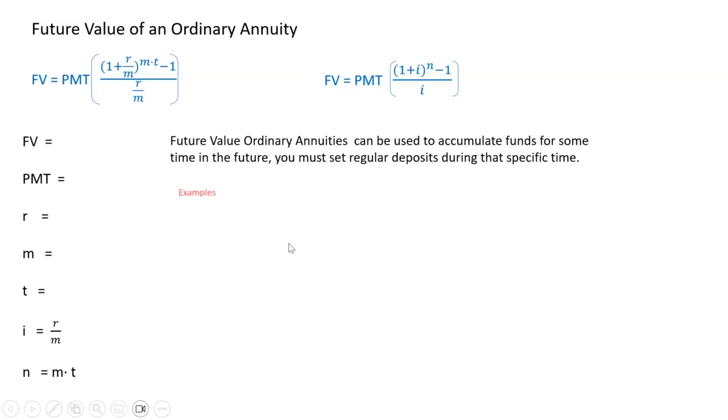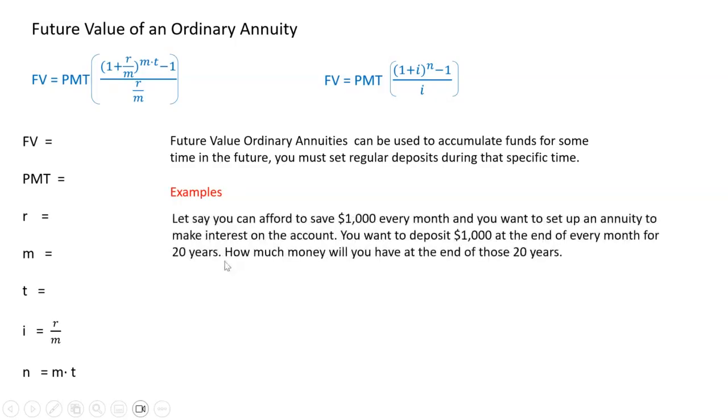Okay, let me show you here 2 examples of what I'm talking about. Let's say that you can afford to save $1,000 every month, and you want to set up an annuity to make interest on the account. Say for example, like in our institution, we get paid once a month. So if I was going to set up this type of annuity, I would have to make payments of $1,000 every month for every paycheck, because we get paid once a month. So you can set up the direct deposit so that they take that amount from your account every month. You're going to do that for 20 years, and you see how much money you have in the bank.